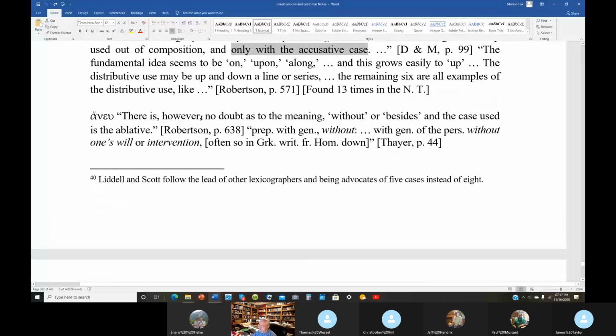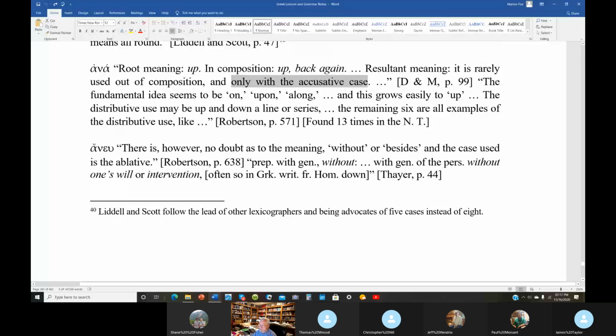Anu, this is a rare one. I've found it about 4, 5, 6 times, something like that. But the meaning is without or besides. The case it's used with is the ablative case. It's the only case it's used with.